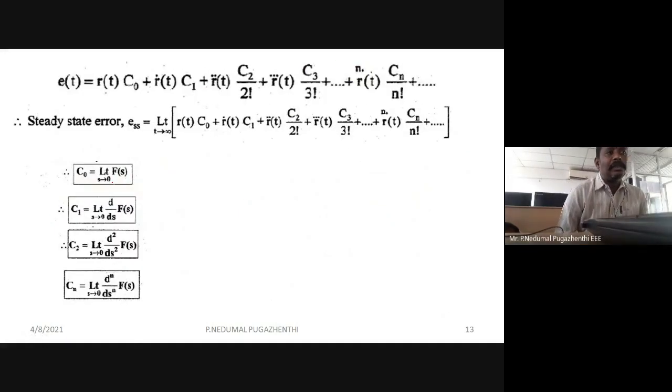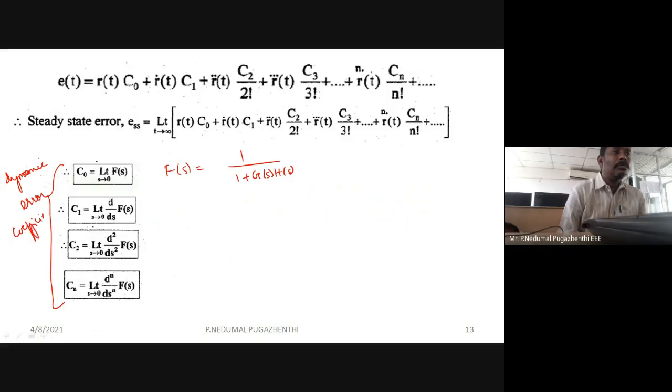C0 is limit s tends to 0 of F of s, where F of s, as we already know, is 1 by 1 plus G of s H of s. Then C1 is limit s tends to 0 of d by ds of F of s. Then C2 is d squared, and C power n is always d power n by ds power n of F of s. So these C0, C1, C2, C3 are the dynamic error coefficients.